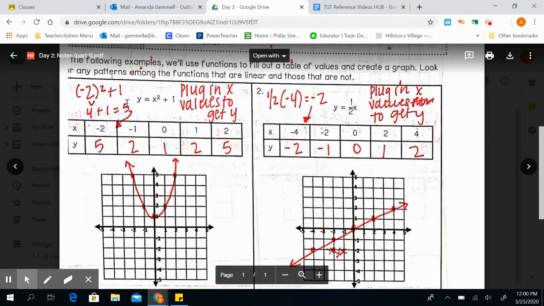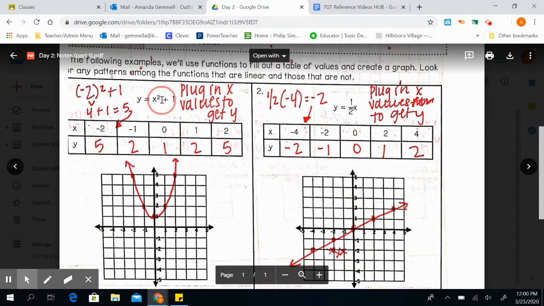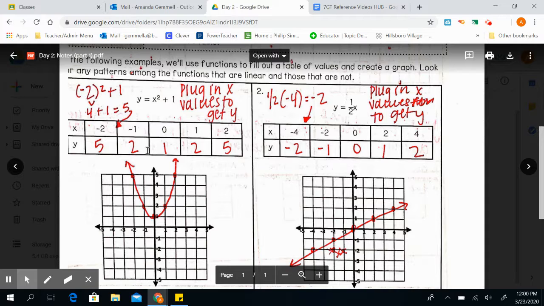For example, if we use -2, y equals -2 squared. -2 squared is -2 times -2, which is +4. Plus 1 is right here. The output would equal 5, y would equal 5. So that's why we got 5. We would do the same thing for each value and get these y values. Then we would just graph.